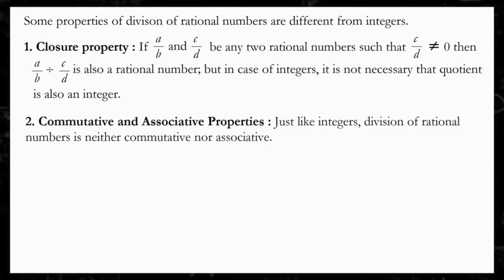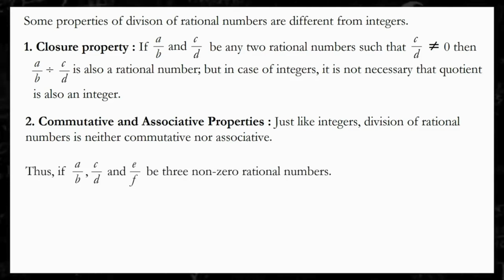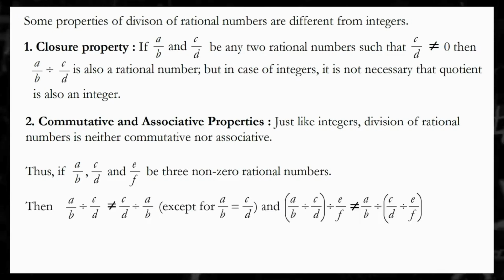2. Commutative and associative properties. Just like integers, division of rational numbers is neither commutative nor associative. Thus, if a/b, c/d and e/f are three non-zero rational numbers, then a/b divided by c/d is not equal to c/d divided by a/b, except for a/b equal to c/d. And (a/b divided by c/d) divided by e/f is not equal to a/b divided by (c/d divided by e/f).